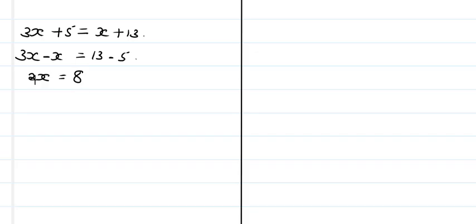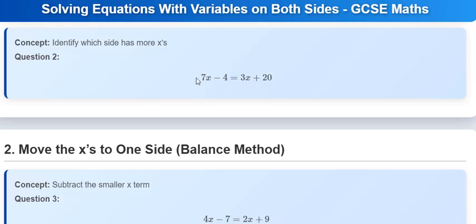and then to get x, I divide both sides by 2, so it becomes x is equal to 8 divided by 2, which is 4. And that becomes the solution for that question. Can we try another example?